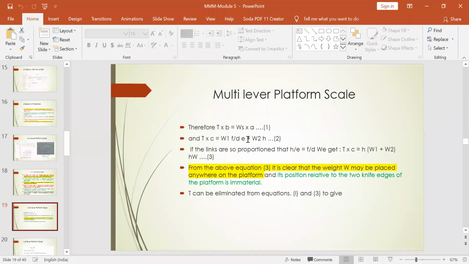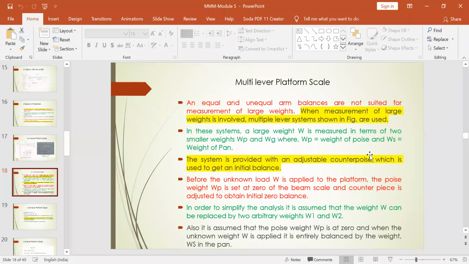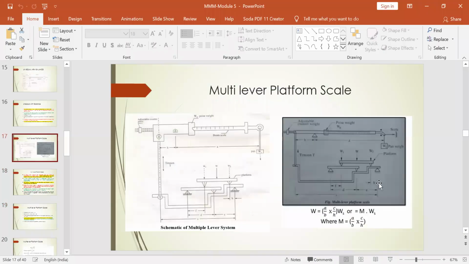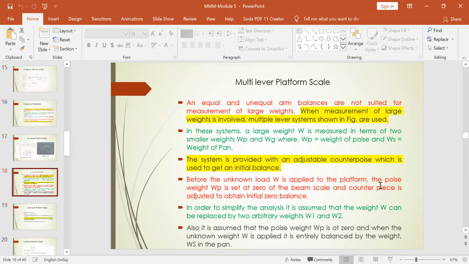And next we have to go for W2. W2 is near to the constraint we were referring to, so this will be equal to W2 into H. Previously we referred to this constraint, and now we are referring to this constraint. So for the moment equation it will be T into this entire constraint distance C, which will be equal to W1 into F into D by E plus W2 into H. So this will be equation 2 and 1.